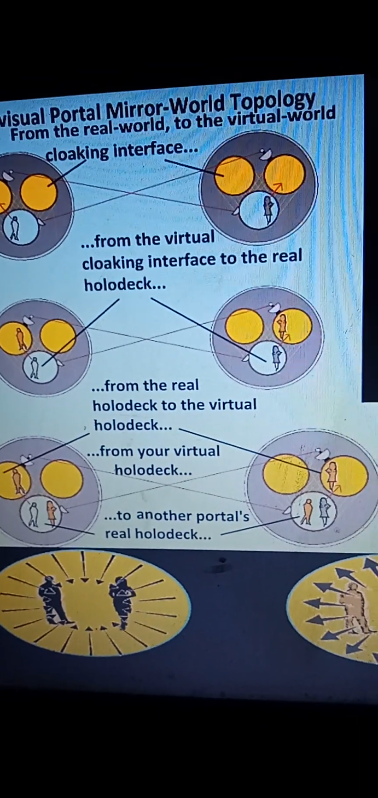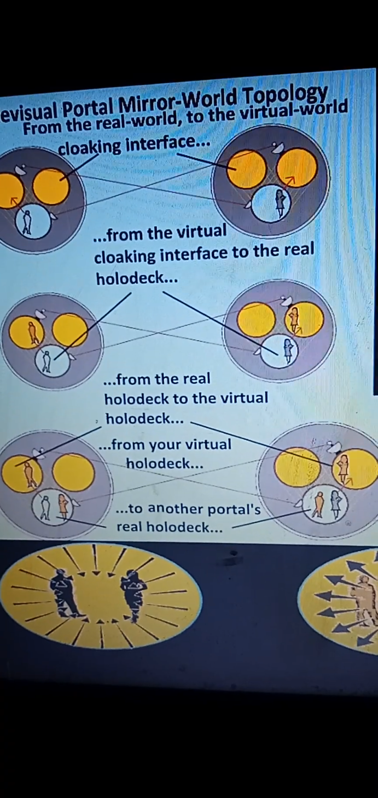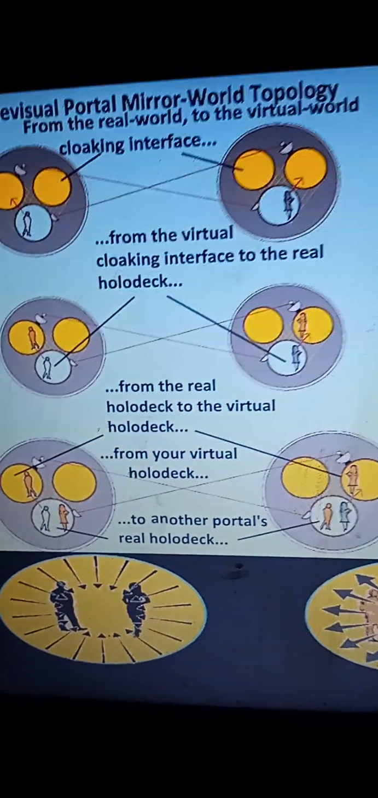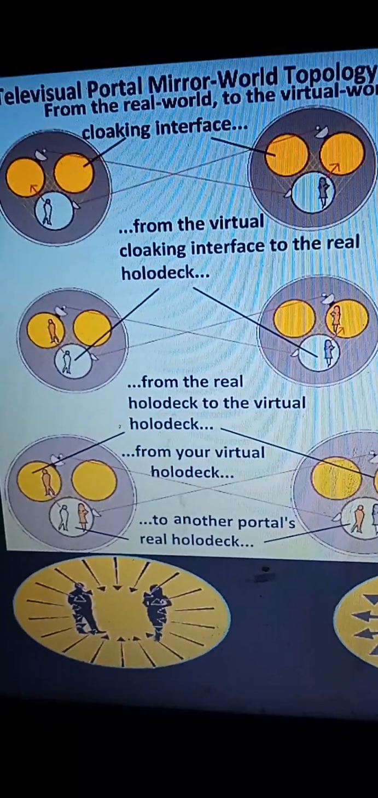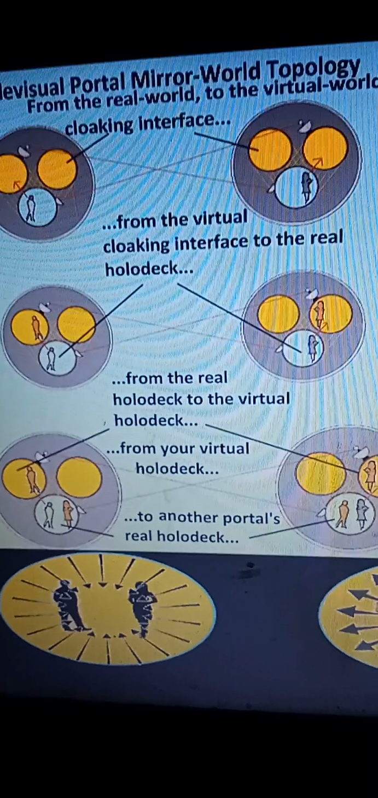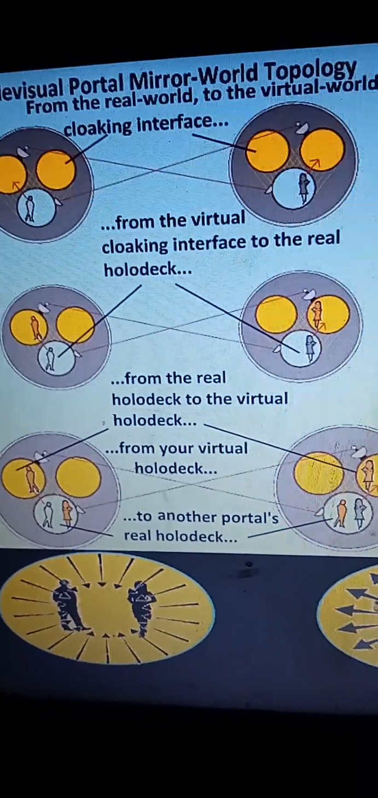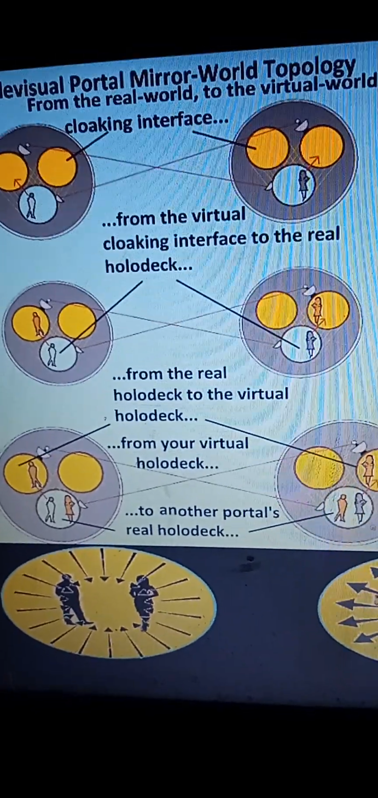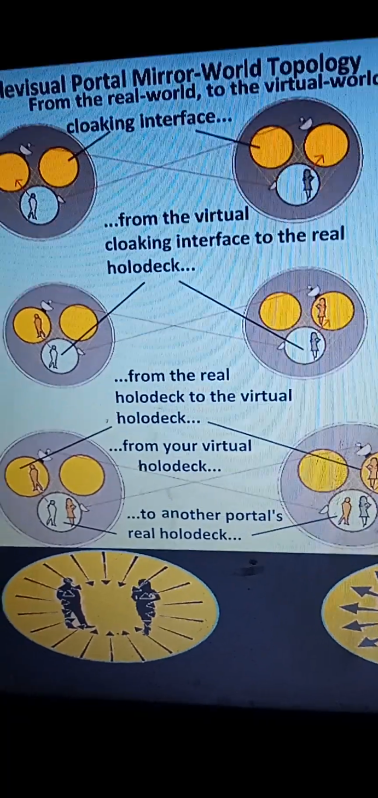Invisibility and holodecks are inversely related. But to get to the holodeck, you have to have a cloaking interface on a televisual portal. And that's what these two portals, these two cross-sections of portals, are. The cloaking interface takes in the real world and turns it into a purely virtual light world, devoid of matter, or else it would ruin the effect.